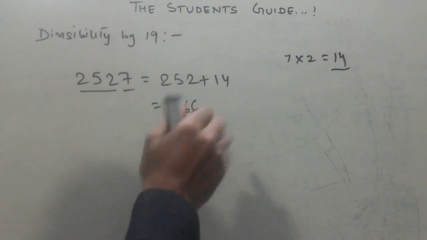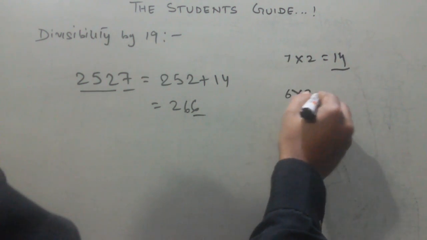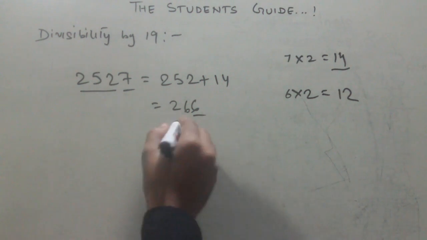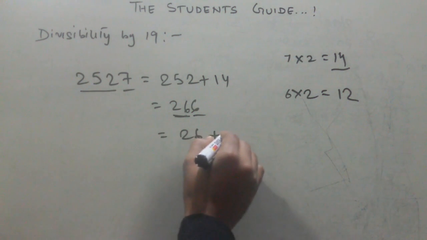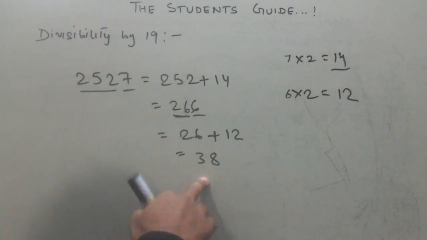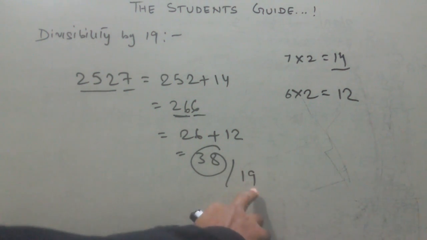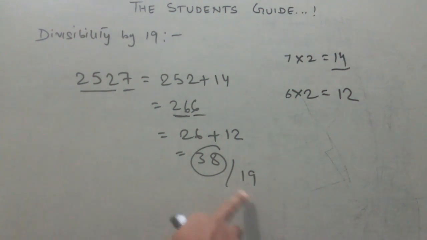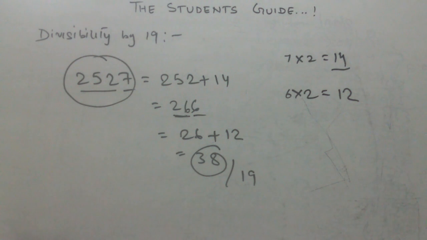Now we will see whether 266 is divisible by 19 or not. If you are not sure, you can repeat the process: take the last digit, multiply it by 2, and you get 12. Add 12 to the rest of the digits, 26. 26 plus 12 is 38. Now you can see if this number is divisible by 19 or not. You know that 19 divides 38. 38 is divisible by 19, so this number is completely divisible by 19. Okay, so in this way we can find if a number is completely divisible by 19 or not.